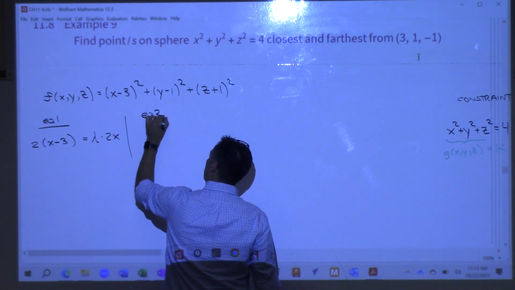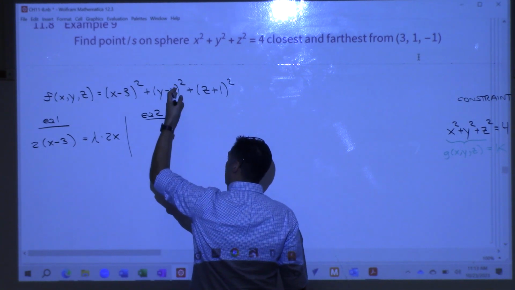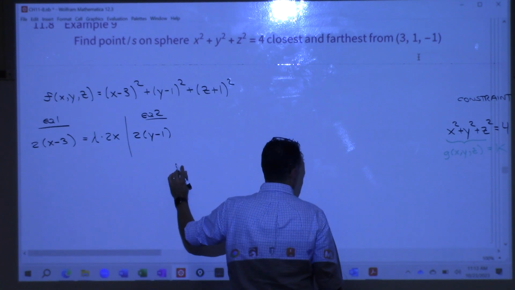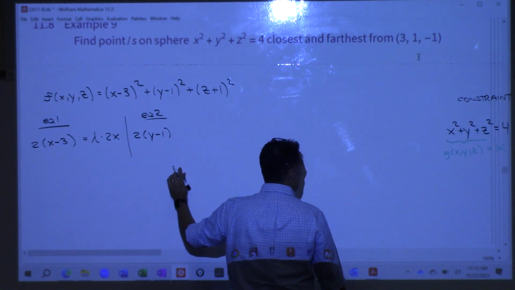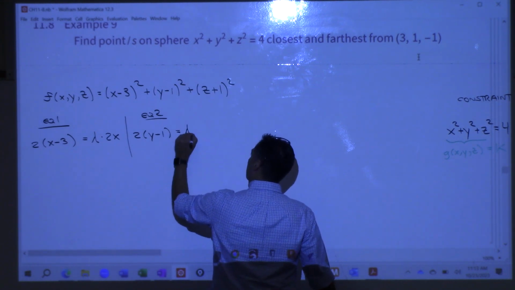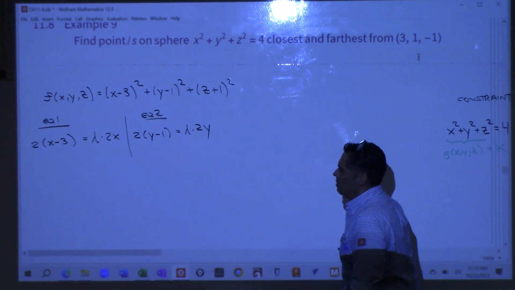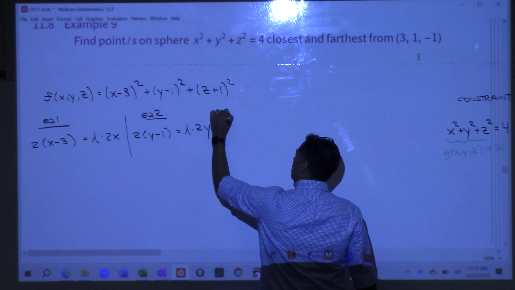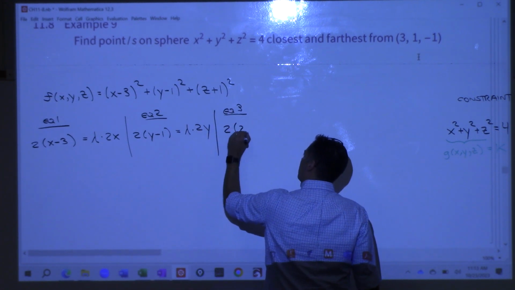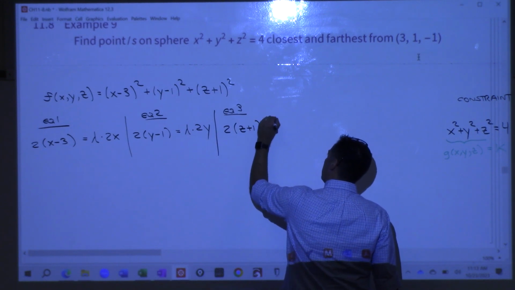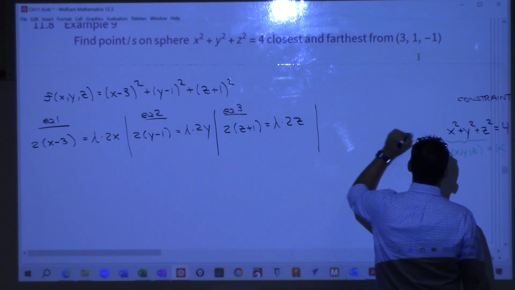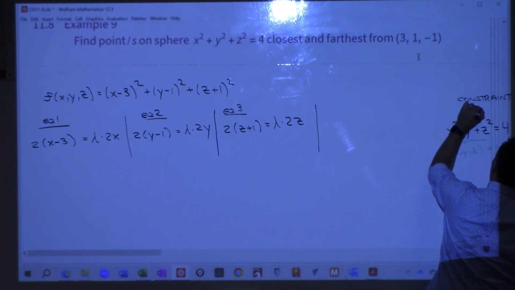Equation 2. Okay, partial of this with respect to y. 2 times the quantity y minus 1 equals lambda times 2y, right? And then the third equation is going to be, this is all very similar, 2 times the quantity z plus 1 equals lambda times 2z. And then my fourth equation is actually this right here. I'll just put equation 4 over here. Is that all right?